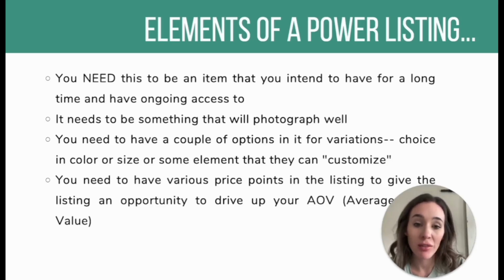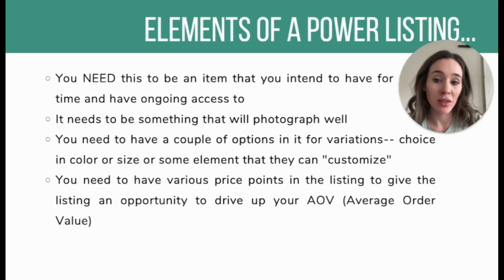You also need to have various price points in the listing to give the listing an opportunity to drive up your average order value. So that's your AOV. Focusing on the AOV is what is going to allow you to bring in a lot of money a lot faster. It's a lot easier to sell 100 items that are $500 than it is to sell 50,000 items that are $1 each. So driving up your average order value is going to be key in scaling your business a lot faster. Various price points in the listing.